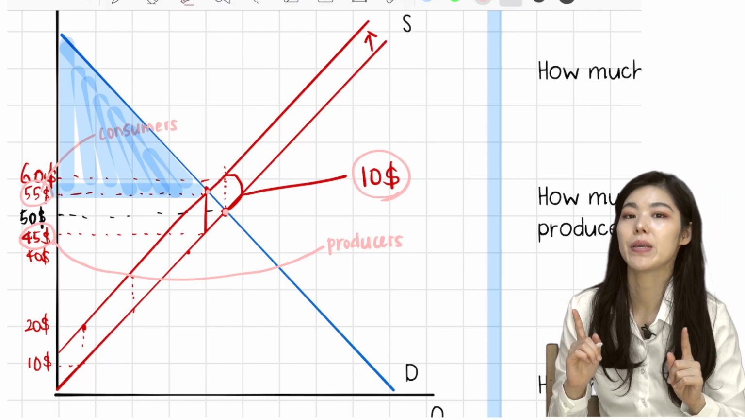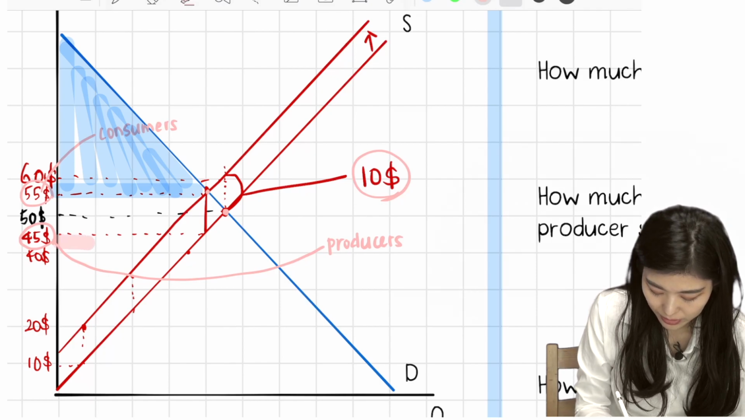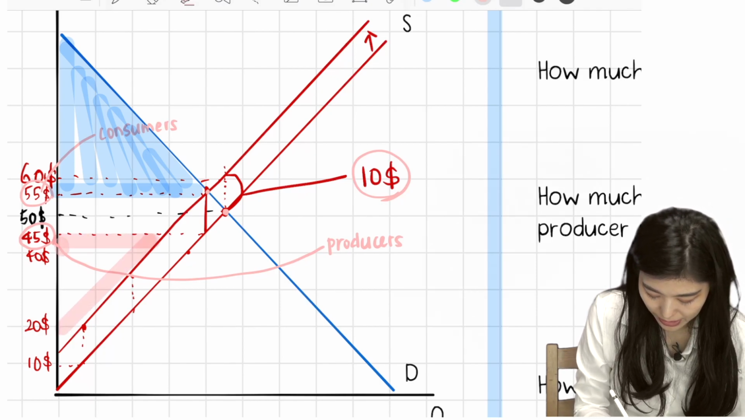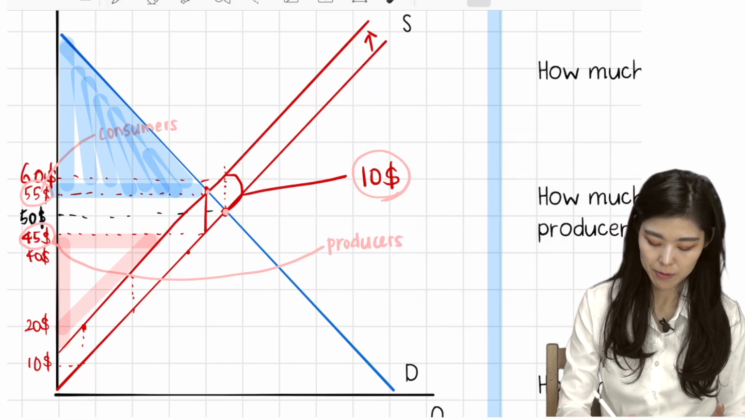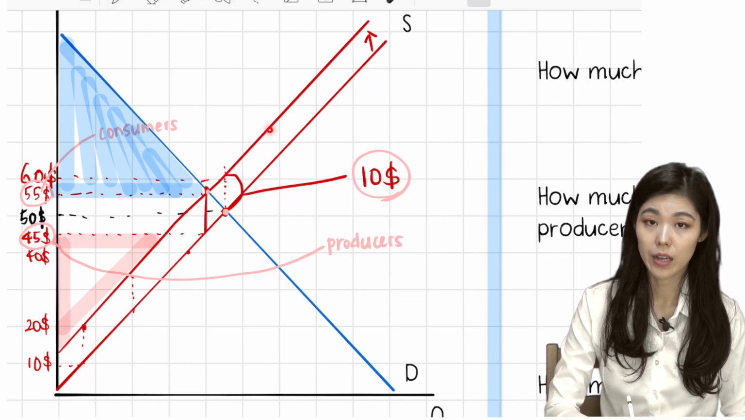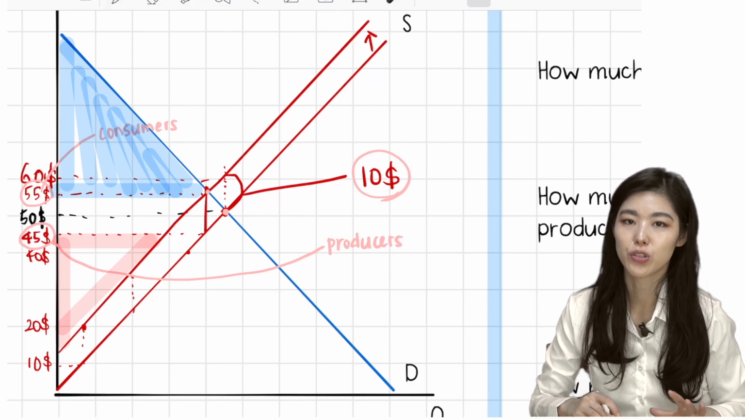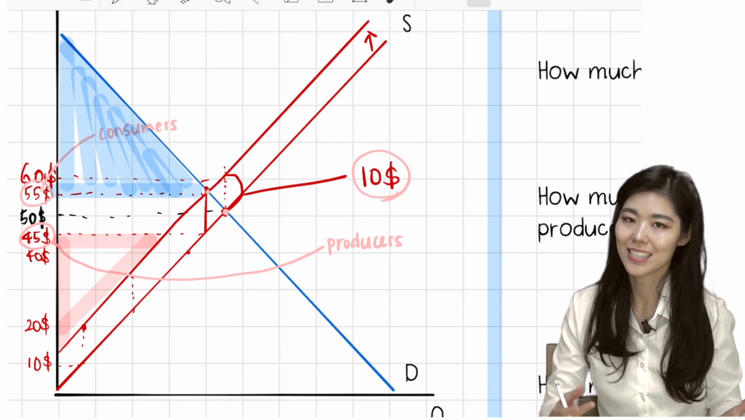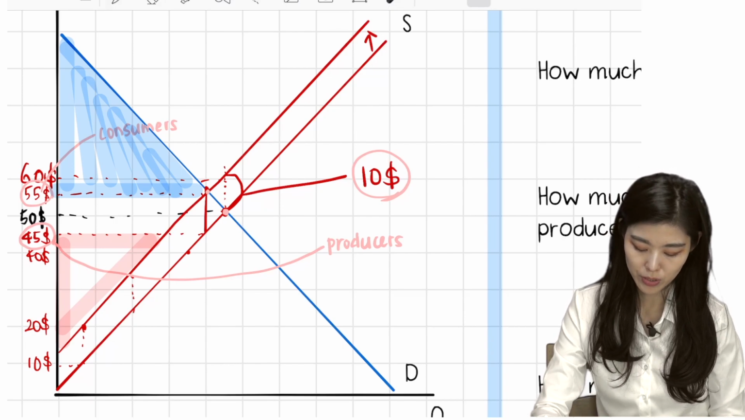And the thing that people get confused the most is that, oh, isn't the producer surplus here? No, that's not the case. The producer surplus will never be up to here. Remember, this is the imaginary supply curve that we just drew in order to make sure that everything was easier. However, this is not the real supply curve that we want to deal with.